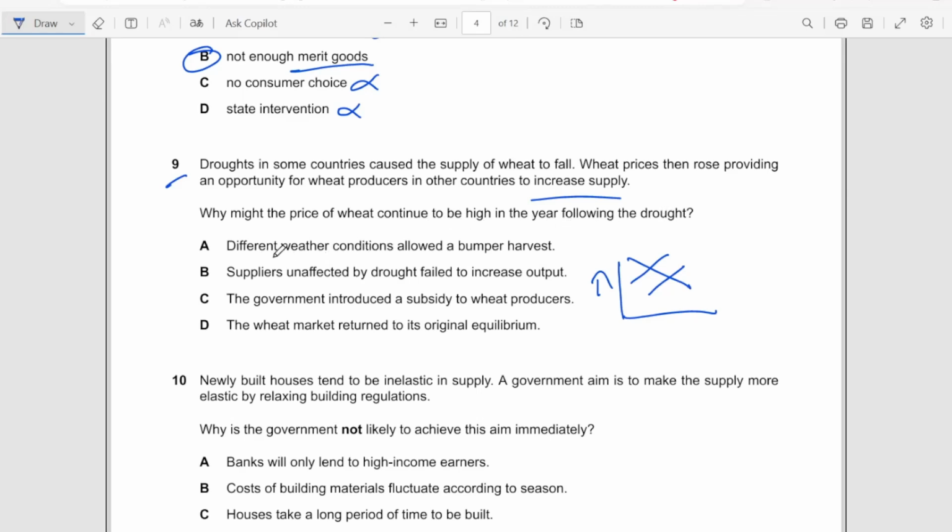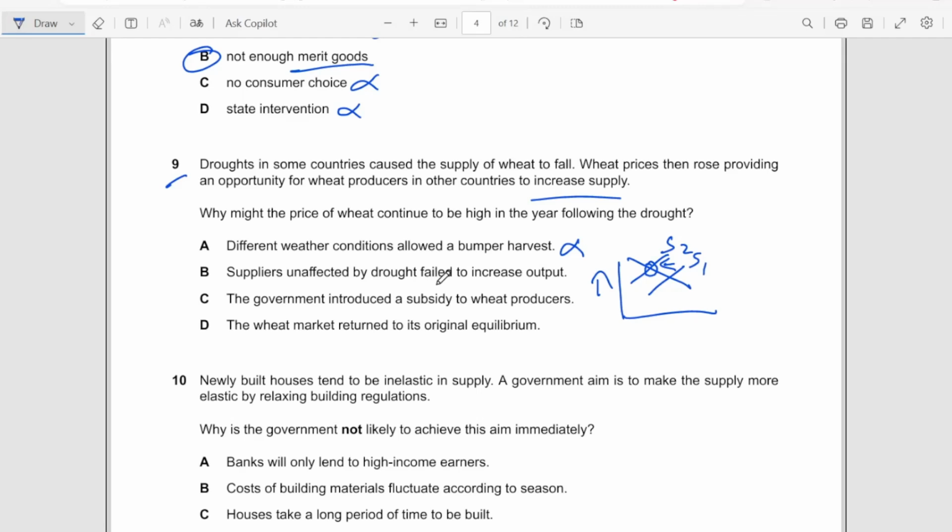Different weather conditions allowed a bumper harvest. Well, obviously, if there's a bumper harvest, so basically, if you have moved from S1 to S2, then supply is going to shift towards the right and the price is going to come down. So this is not the correct answer because it says that the price is still high.